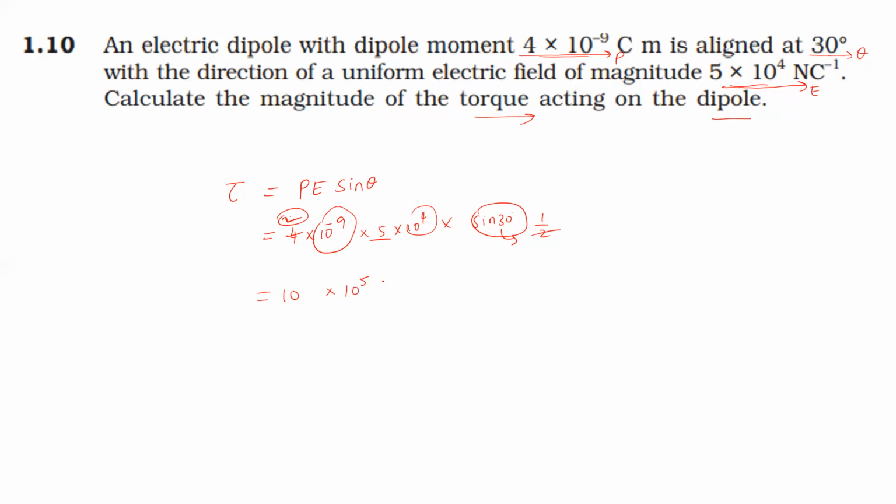Here the unit of torque is Newton meter. This 10 into 10 power minus 5 we can write as 10 power minus 4 Newton meter. So the torque on the dipole which is placed in this electric field, when it makes an angle 30 degrees with the field, is 10 power minus 4 Newton meter.